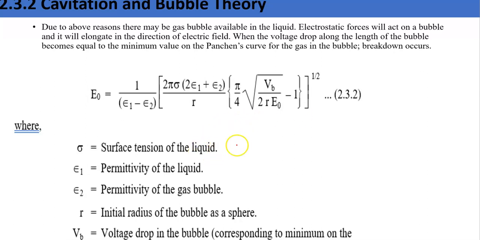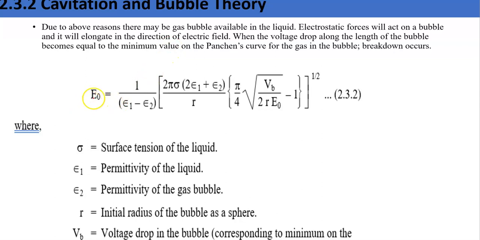Because if you remember the equation, then you can see the factors affecting it, or if a problem is asked you can solve it. So due to the above reasons there may be gas bubbles available in the liquid. Electrostatic force will act on a bubble and it will elongate in the direction of the electric field, and when the voltage drop along the length of the bubble becomes equal to the minimum value of Paschen's curve for the gas bubble, breakdown occurs. So within two lines you can explain the bubble theory, and in the globule theory, instead of an air bubble it will be some other liquid globule.